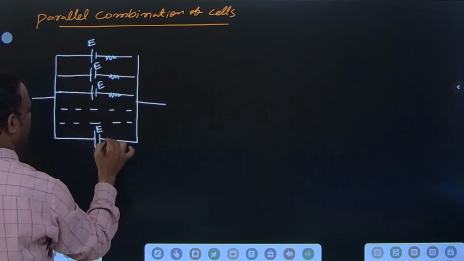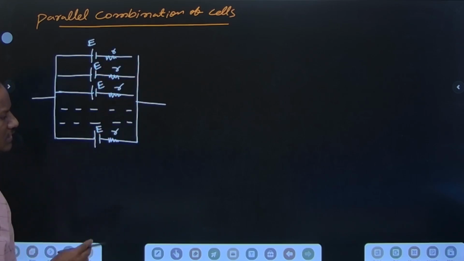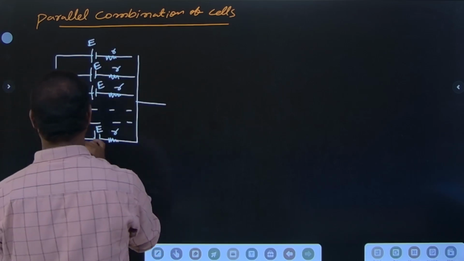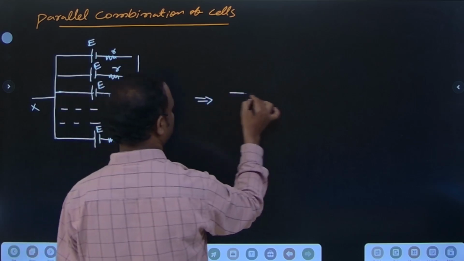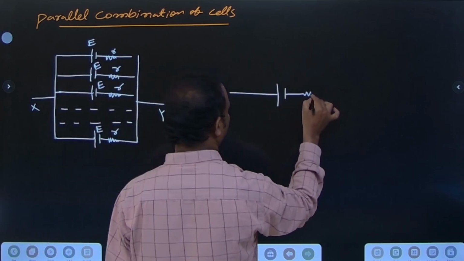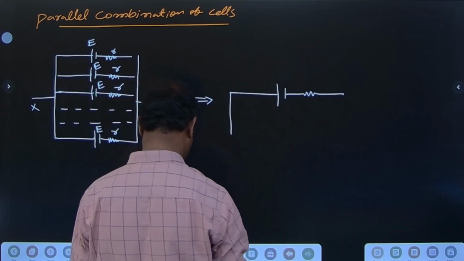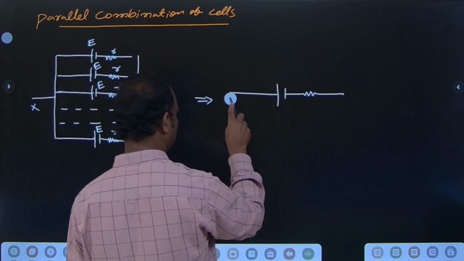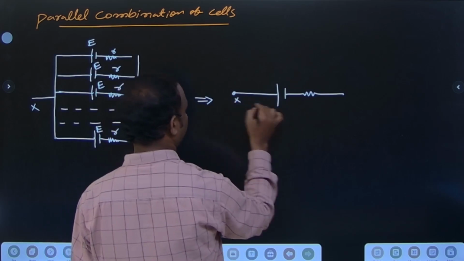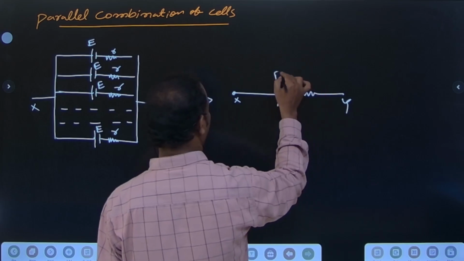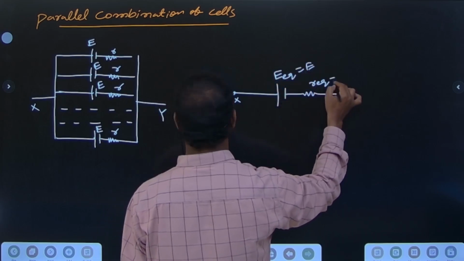Just for understanding, I'm drawing this. Its internal resistance is r, so it will be treated as a cell between X and Y, and the next one is the effective resistance. So E effective, E equivalent, is equal to E, and R equivalent is equal to what?